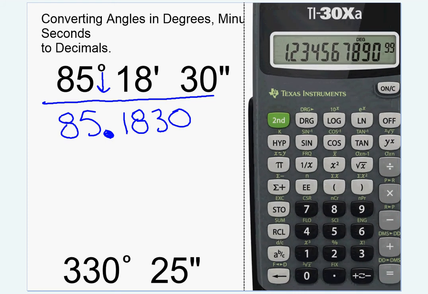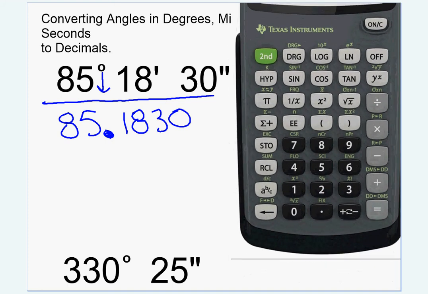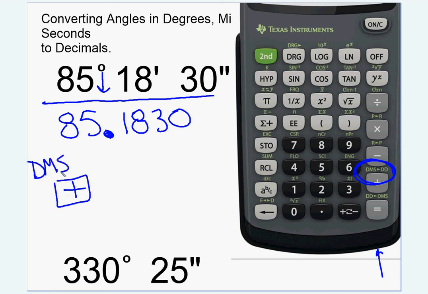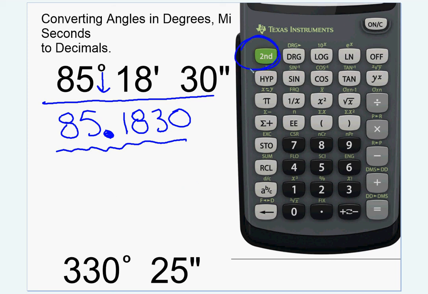Now to convert this on the calculator, here's a TI-30. I'm going to blow this up a little bit. Notice down by the equal sign and the plus sign. Right here above the equals is a DD to DMS. That is decimal degrees to degrees, minutes, and seconds. We don't want that one. We're going to use the one above it here, above the plus sign. So above the plus key, you see DMS, that's degrees, minutes, and seconds, will be converted to decimal degrees, DD. So these in class are as easy as just punching them in the calculator. So you'll type in 85.1830, hit the second function key, hit the plus key, and out pops your answer.